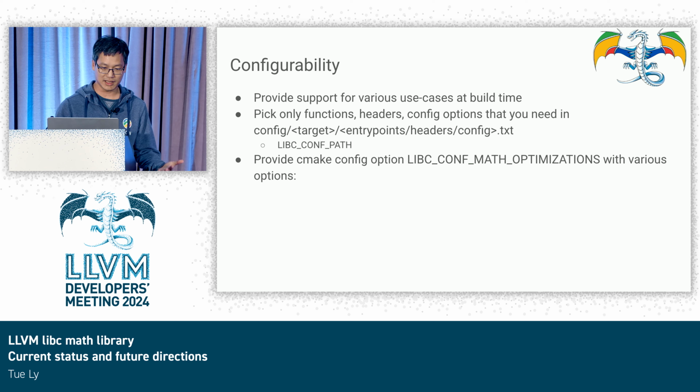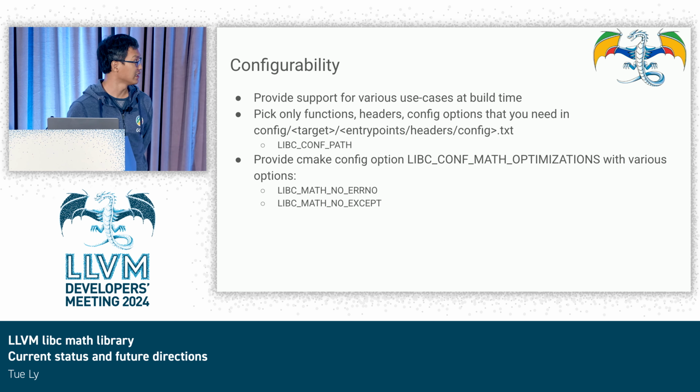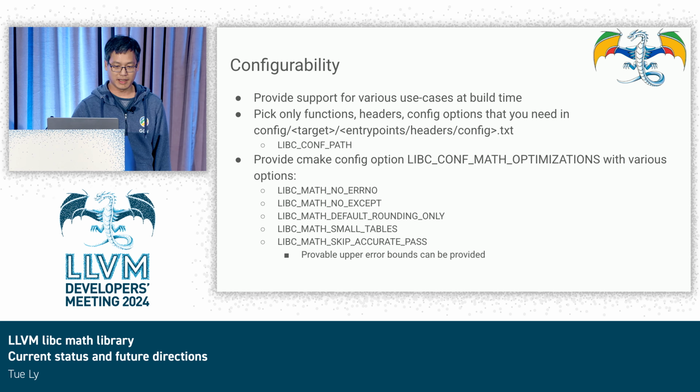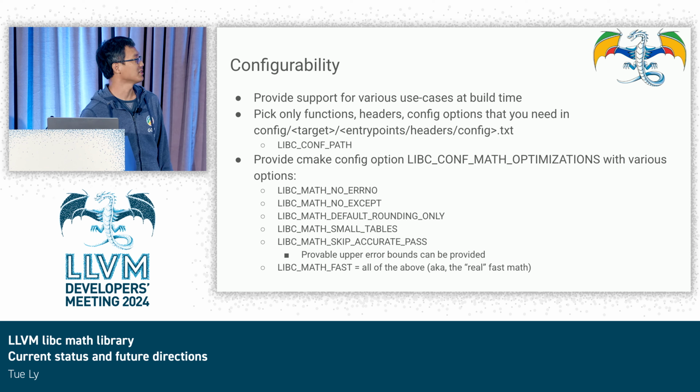We also started to provide some optimization options for your math functions, like no errno, no rounding modes, and a small option to optimize for code size. So far from what I've seen, the one that takes the most code size is the lookup tables. We can also allow you to be a little bit less accurate by skipping the final accurate pass, because that's actually pretty costly. But then we can still provide provable upper-bound errors for those implementations. We group them all and call them libc fast math, or math fast. Maybe this is the real one that you're looking for, just in case.